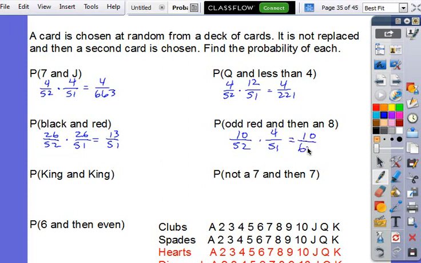All right. King and a king. Well, how many kings do I have to start? 4. Now, when I take one king out, there's only 3 left for the second choice out of 51.